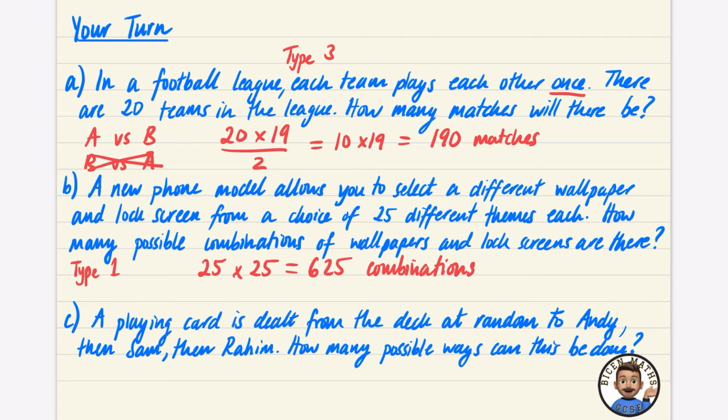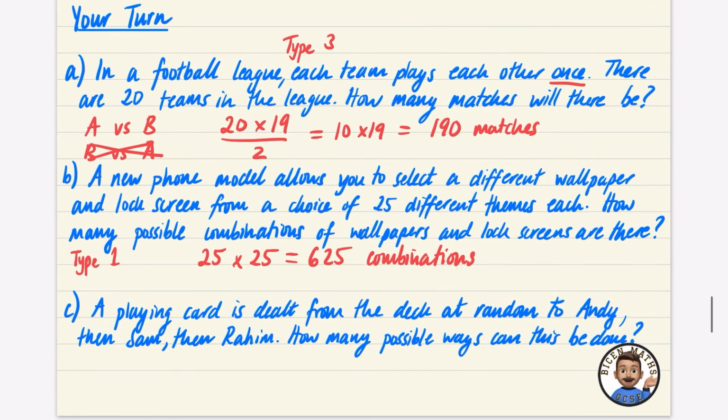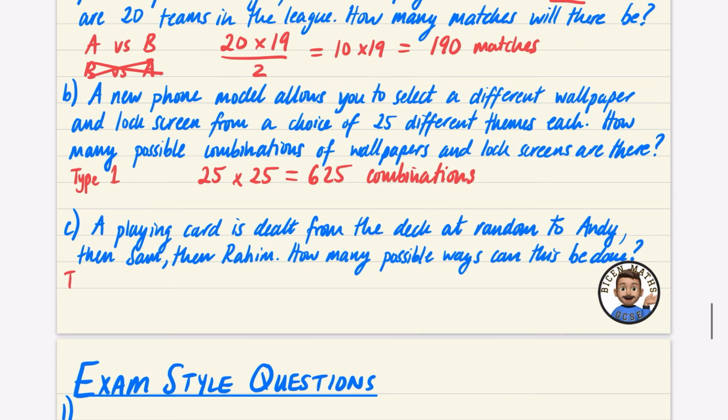And then the last one that we've got here, it says a playing card is dealt from the deck at random to Andy, then Sam, then Rahim. How many possible ways can this be done? Well, we've already got a type 3 and a type 1, but this is an example of a type 2.